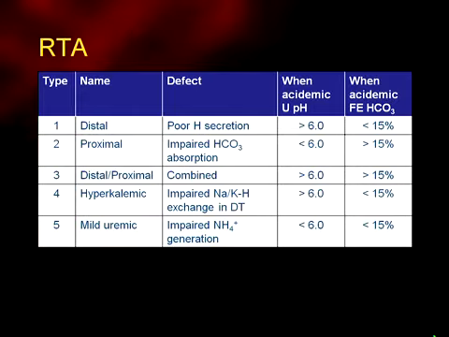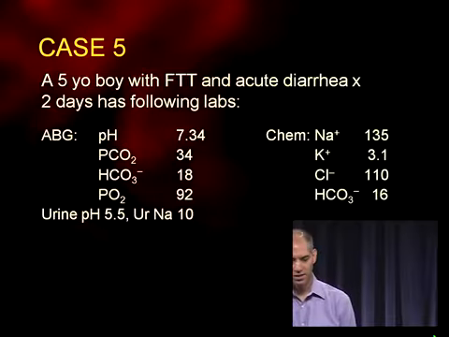The other thing I'll say is that last column about the fractional excretion of bicarb. In a proximal RTA, you have a high fractional excretion of bicarbonate. In a distal RTA, you don't have any problem reabsorbing bicarb. It's just getting rid of acid. Type 3 is a combined proximal distal. Type 4 is hyperkalemic RTA. And type 5 is with renal failure. Again, I don't think you'll be asked about those on the boards, but I include them here for completeness' sake.